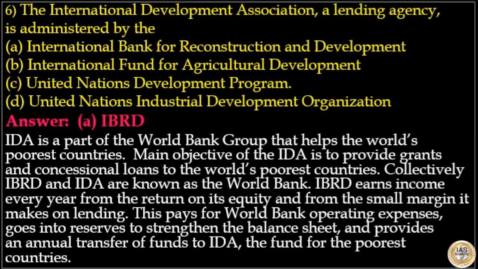IDA is part of the World Bank Group that helps the world's poorest countries. The main objective of the IDA is to provide grants and concessional loans to the world's poorest countries. Collectively, IBRD and IDA are known as the World Bank. IBRD earns income every year from the return on its equity and from the small margin it makes on lending. This pays for World Bank operating expenses, goes into reserves to strengthen the balance sheet, and provides an annual transfer of funds to IDA, the fund for the poorest countries.